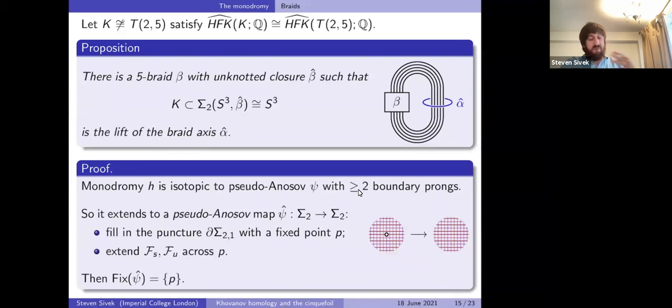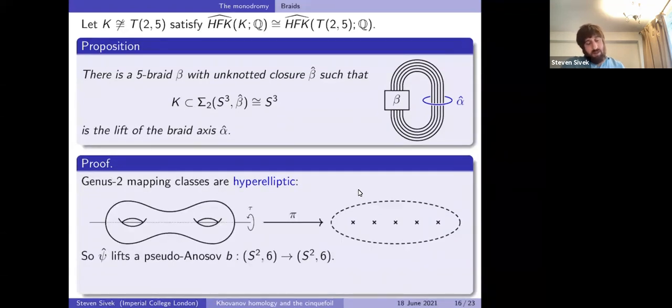And the point is, well, we knew the fixed points before we filled in this puncture. We knew there weren't any. So now when we've reduced ourselves to looking at a closed genus 2 surface, the filled in puncture P is the only fixed point we've got. Now the next thing we use is the fact that we're in genus 2, so it's not as special as genus 1, but it's still pretty special in that every mapping class is hyperelliptic.